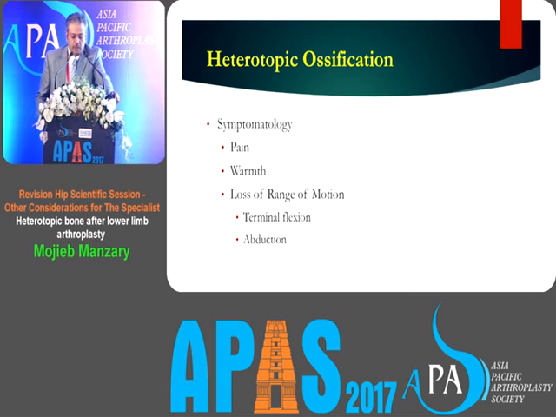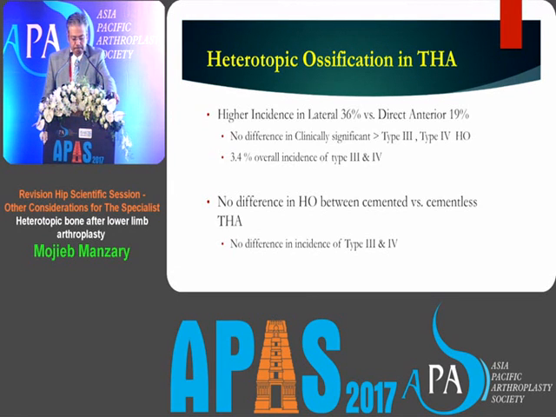Most of the patients are not very symptomatic. If they are, the symptoms are very ill-localized, with pain and warmth. They may have some loss of range of motion, particularly towards the Brooker type 3 and 4, and this will be either in terminal flexion or terminal abduction.